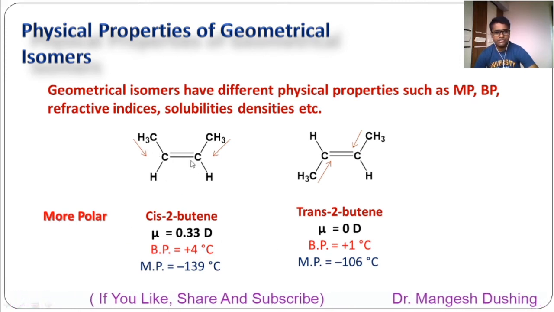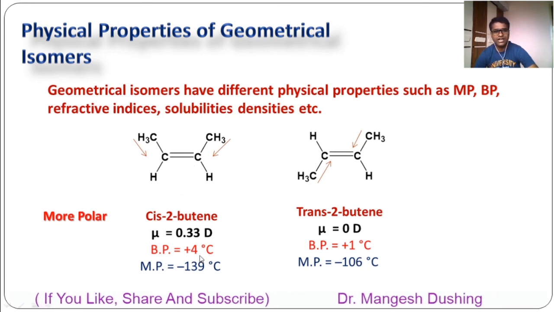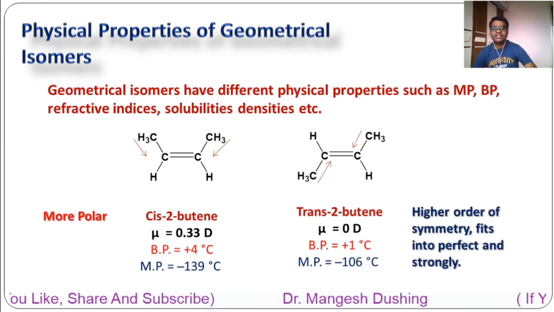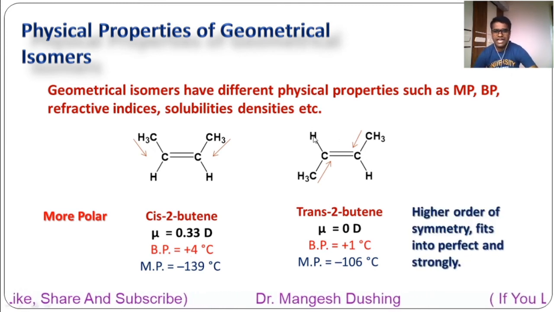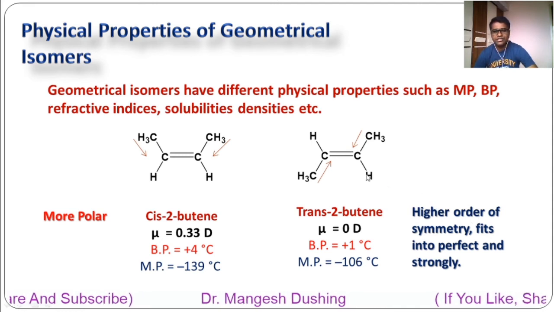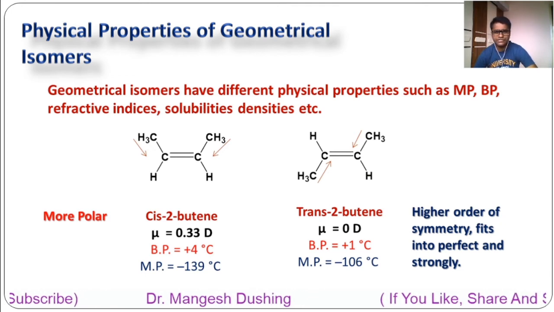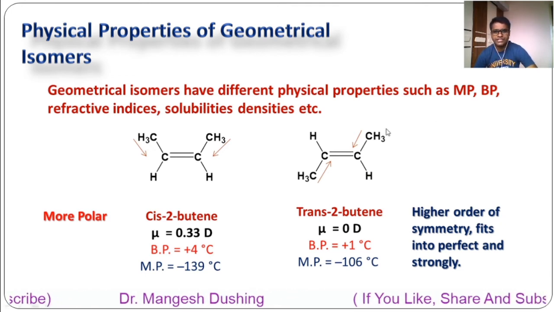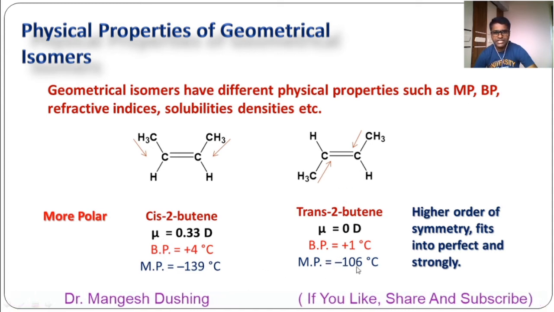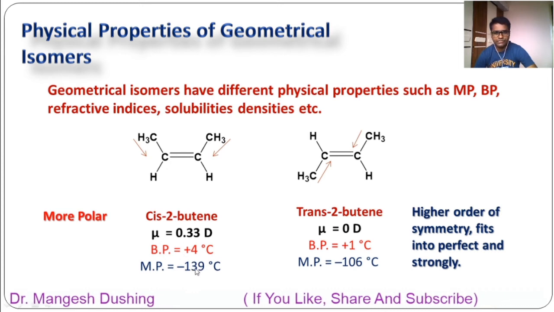Cis isomers are more polar, that's why their boiling points are higher. In the opposite manner, trans isomers have a higher order of symmetry that fits into a crystal lattice perfectly and strongly. That's why their melting points are higher. See here their melting points. The melting points of trans isomers are higher, while the melting points of cis isomers are lower.